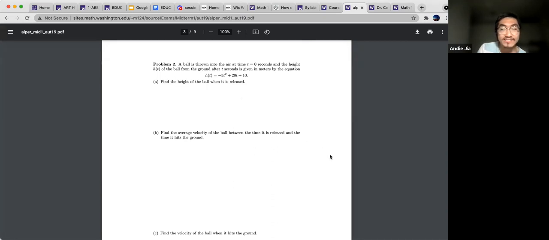The average velocity is the rate of change. When the ball hits the ground, the height is zero. Then you need to find the root of the equation when this is equal to zero. First find minus 5t squared plus 20t plus 10 equal to zero. Then find t.